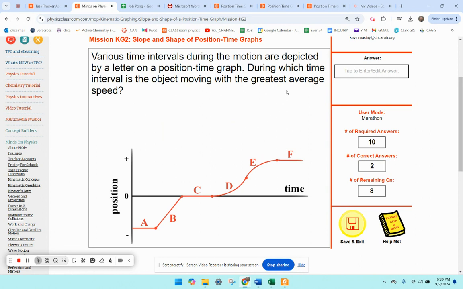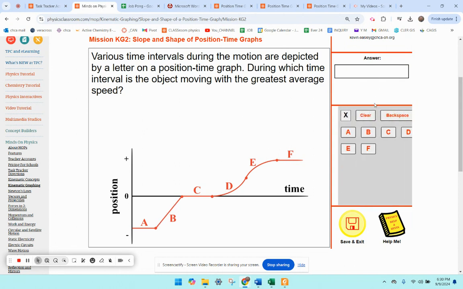All right. During which time is the object moving with the greatest average speed? Remember, speed and velocity is going to be changing here as we change distance. And so in this case, the speed is just going to be how steep the slope is. So this is going to be the steepest slope right here. So this must be B.